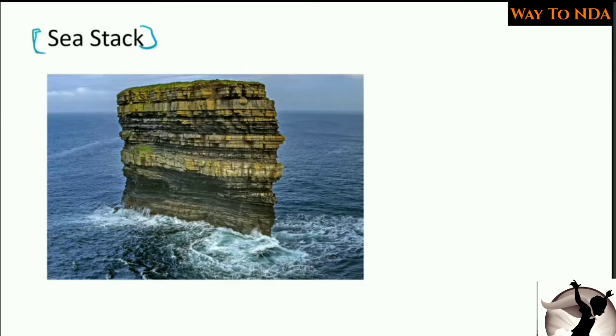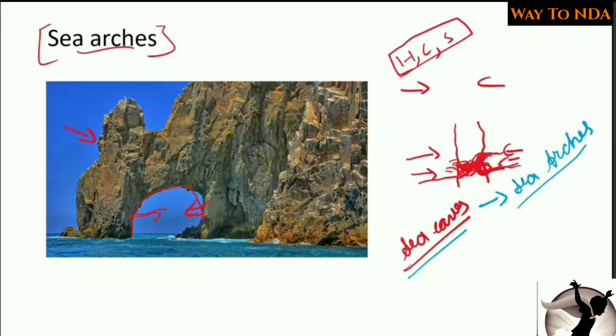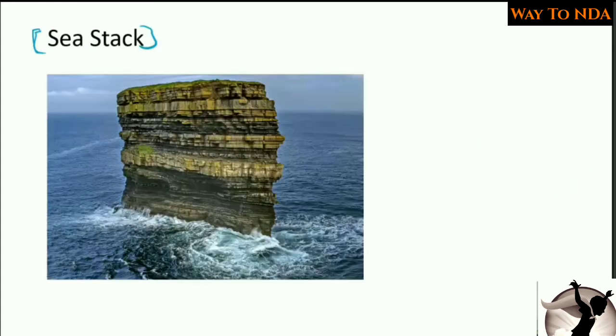Now let me tell you, when this structure will form, this structure will fall down if it is very weak, and when this will fall down, it will give rise to the sea stack. Only this type of structure will remain, and this is called a sea stack. Remember this. A sea stack is a single wall-like structure which is independently standing in the sea water.